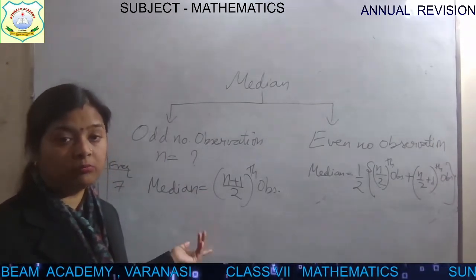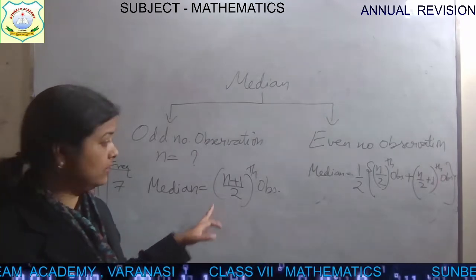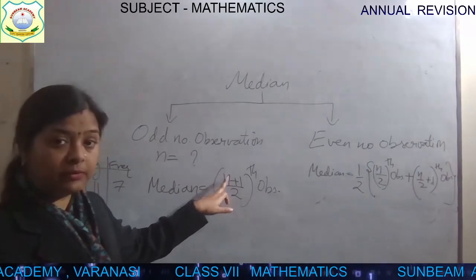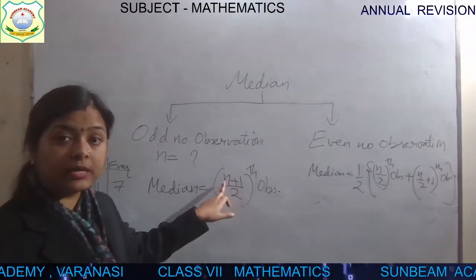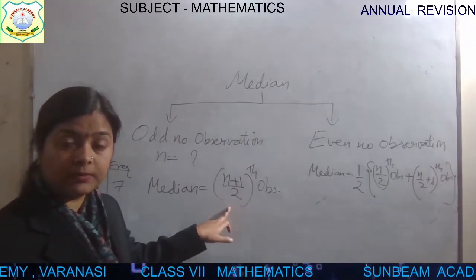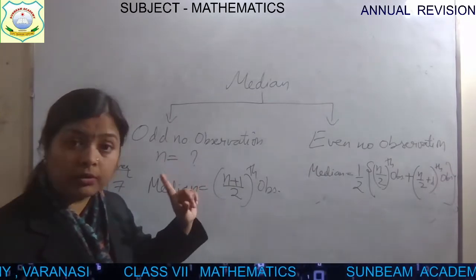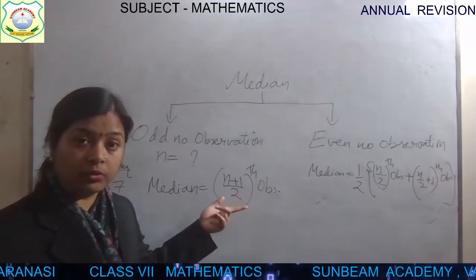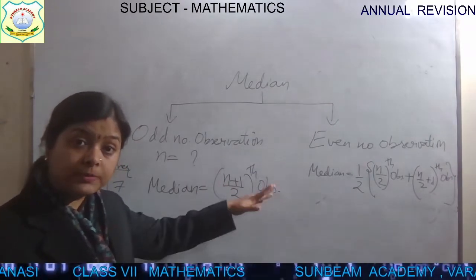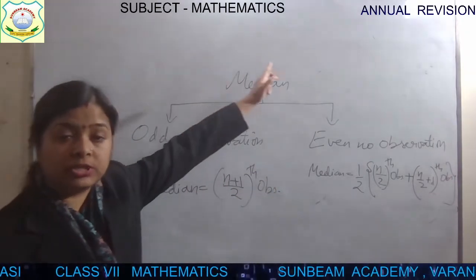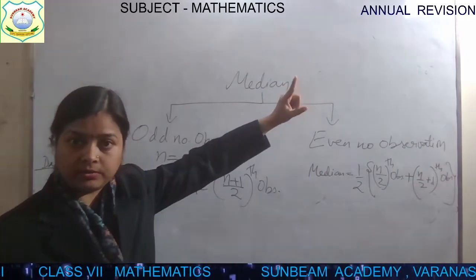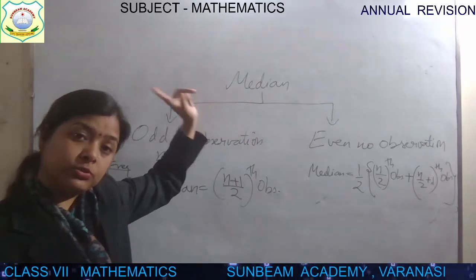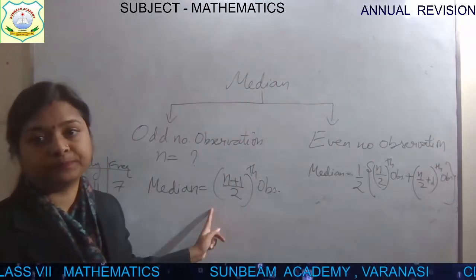Always write down the formula and then start writing the values. Like if n is 7 here, so you will write 7 plus 1 by 2th. So ये हो जाएगा 7 plus 1, 8. 8 by 2 means 4th observation, not 4. Median is not 4. It's the 4th observation. Now you will see the observation which is written in ascending order. Always children, the value which is written in ascending order. So 4th observation जो उसमें होगी वो होगा median.